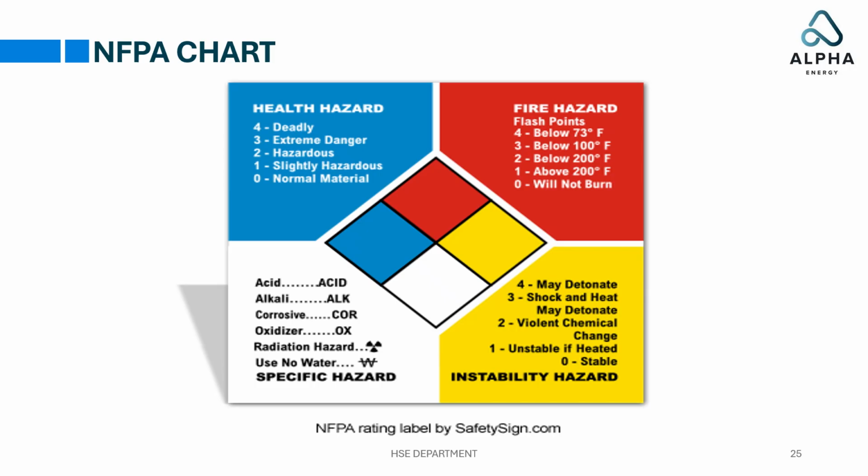The red section shows flammability based on flash points, 0 indicating it will not burn, and 4 indicating below 73 degrees Fahrenheit, and the yellow section reflects instability, 0 indicating stable, and 4 indicating may detonate. The white section highlights special hazards, including symbols like acid, alk, COR, ox, the crossed W for no water, or radiation. This system helps emergency responders assess and react to chemical risks quickly.